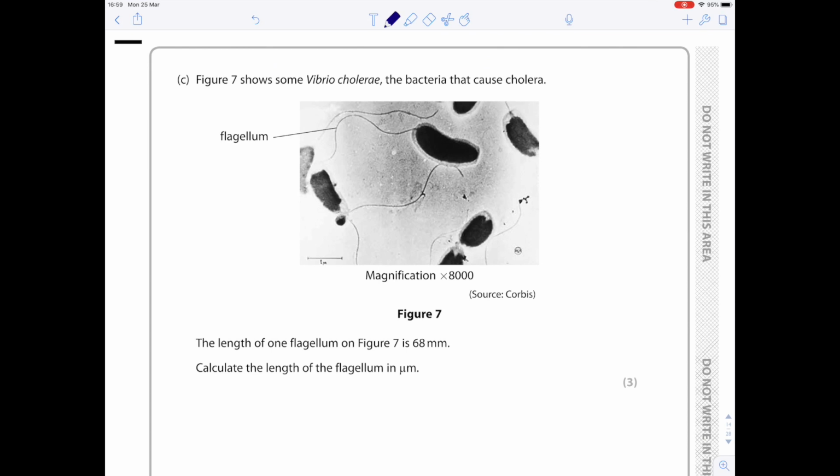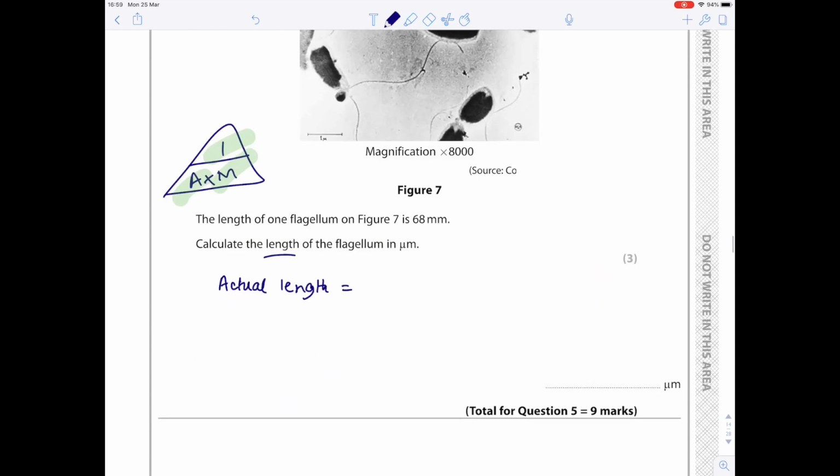C. Figure 7 shows some Vibrio cholerae, the bacteria that causes cholera. The length of one flagellum on figure 7 is 68 millimeters. Calculate the length of flagellum in micrometers. You need this formula triangle, I A M, which states if we're looking for the actual length of the flagellum, if I use my highlighter to cover A because that's the actual length, I can see the way I do that is by doing the image size divided by magnification. So let's write that formula here.